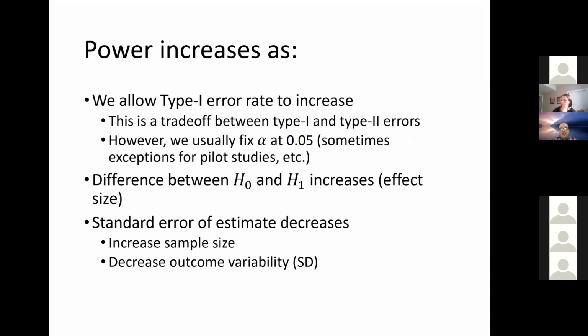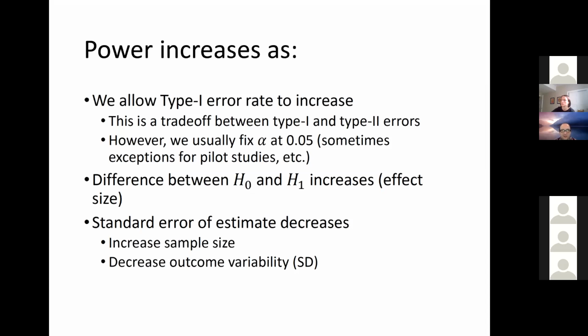So things that you can do to increase power, things that cause power to increase, not necessarily that you could do, but if you allow your type 1 error rate, or your alpha, to increase, then you will get a lower type 2 error rate. And this is something that we typically don't do too much, change alpha. It's almost always set to be 0.05.